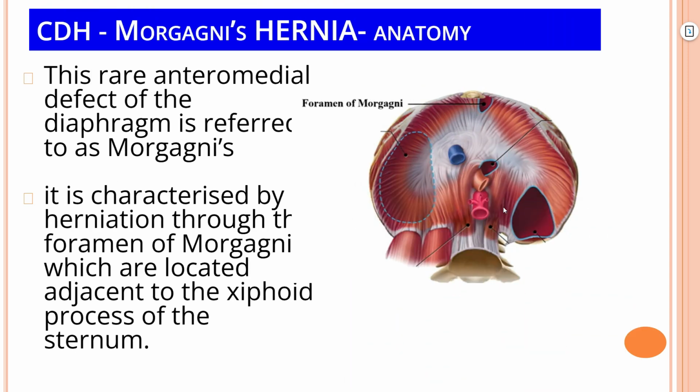On the other hand, Morgagni hernia is an anteromedial defect of the diaphragm. These are small natural gaps between the sternal origin and costal origin of the diaphragm, and this is a natural weakness in the anteromedial portion of the diaphragm, which is caused by the passage of the internal thoracic vessels. They pass from the thoracic cavity through this diaphragm into the epigastric region, where they become superior epigastric vessels.